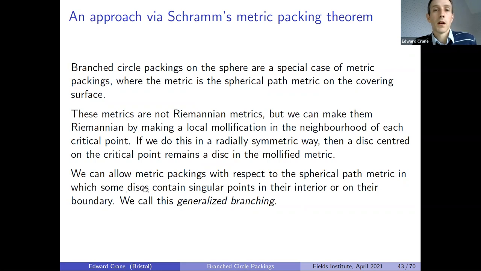So what I would like to do is take a Riemannian metric, which is obtained by what's called mollifying the path metric that I talked about earlier. So just in the neighborhood of each of those cone points, you convolve the Riemannian metric with a smooth bump function. And that gives you a smooth Riemannian metric. Now you can apply Schramm's theorem. And then you can try to take a limit in which those mollifications have smaller and smaller support. And then the question is, what happens in that limit?